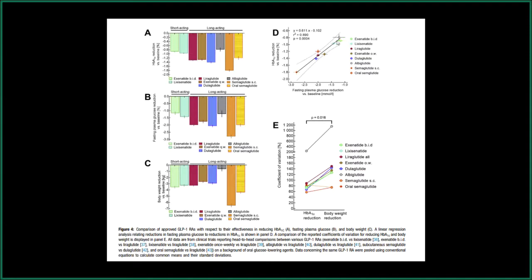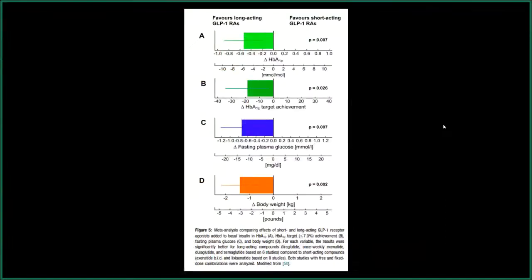Again, what you will see here is that the largest effect is with the longer-acting drugs as compared to the shorter-acting drugs. And this is shown again here: in all of these studies, whether it is the percent reaching target A1C, fasting glucose, or body weight, all of these favor using a longer-acting drug. So currently we are using the weekly preparations rather than the once-a-day or twice-a-day preparations.